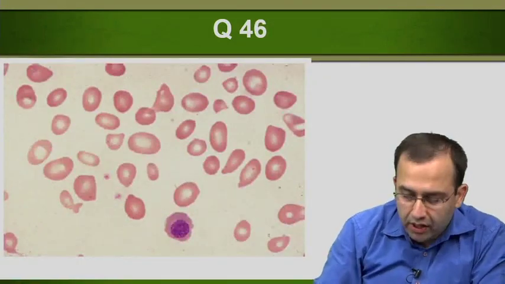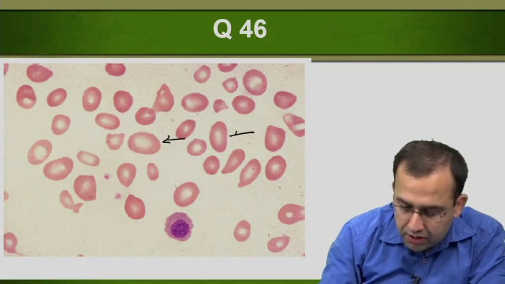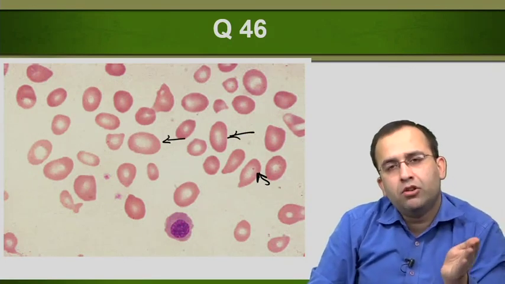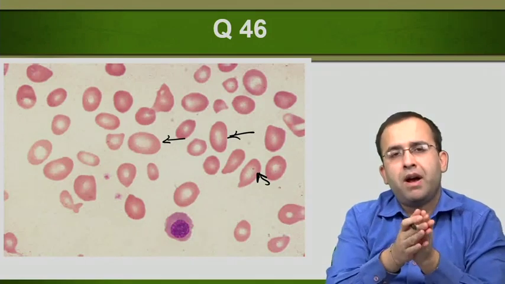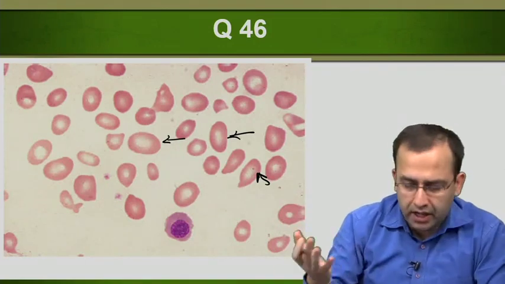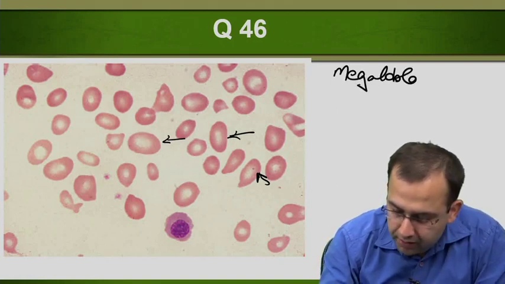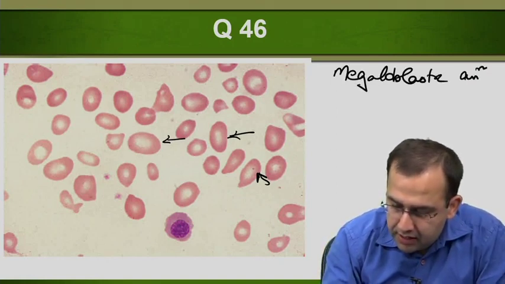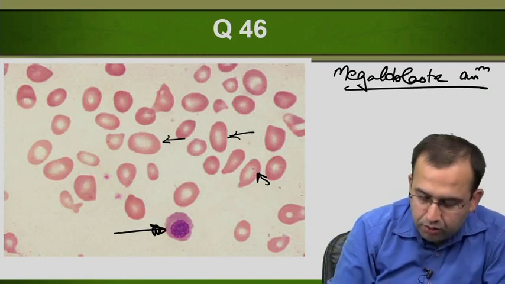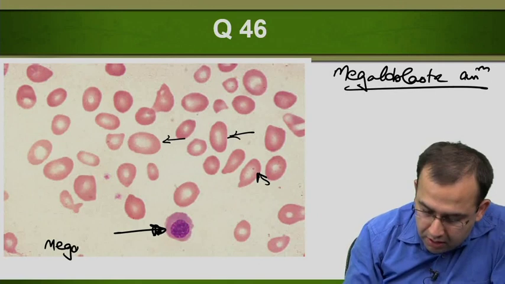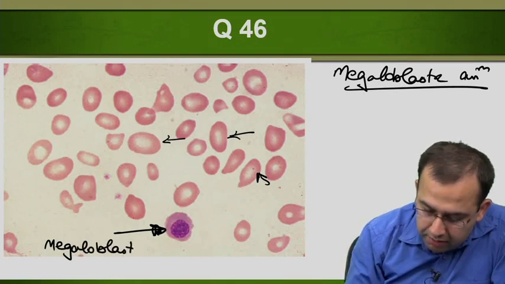Next, this was a normal sized smear. Compare it with this. Here the RBCs are much larger than normal and they are oval in shape. Macro-ovalocytes, which is the characteristic RBC morphology of megaloblastic anemia. Next point. This cell, marked with an arrow, is a megaloblast. This is a nucleated RBC.